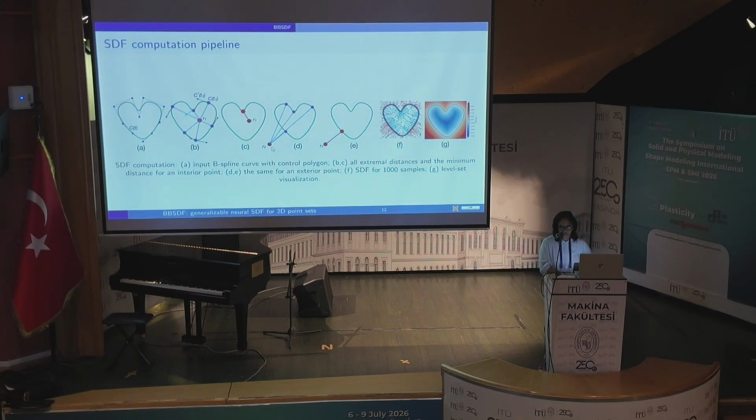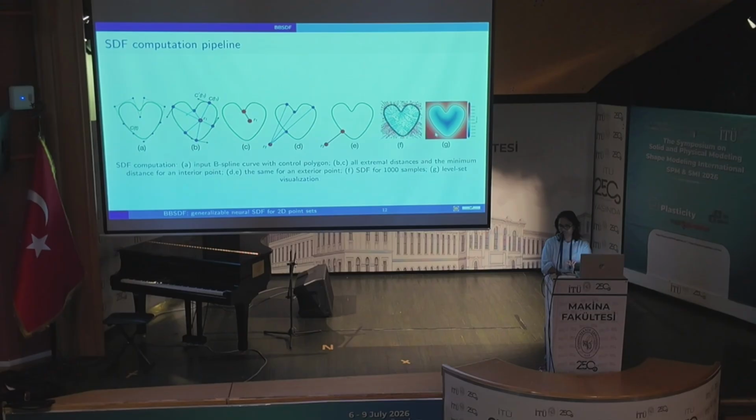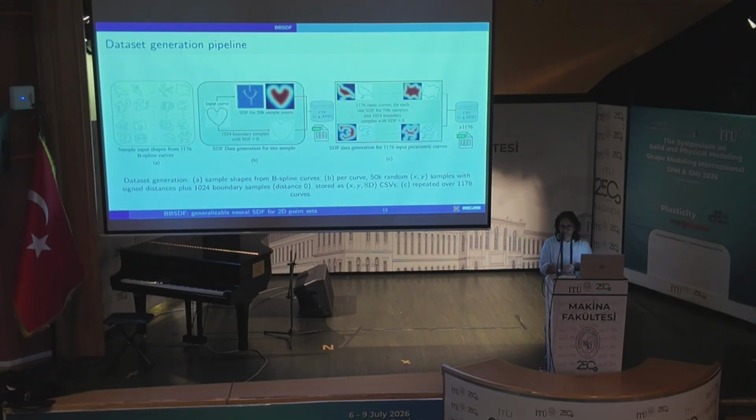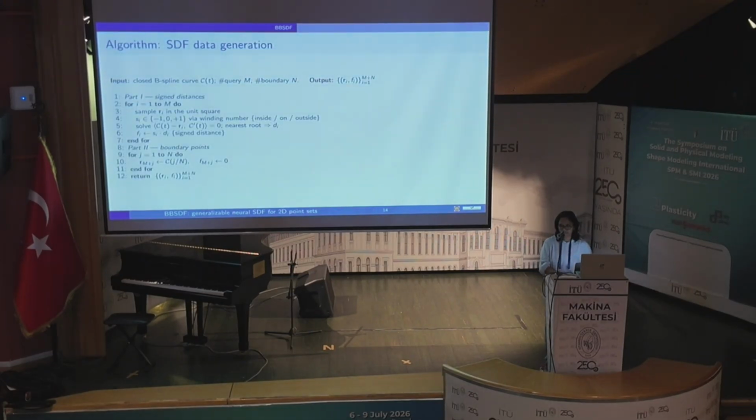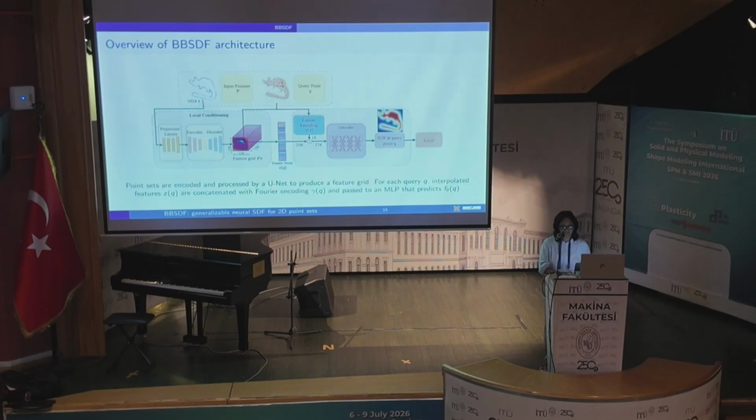So this shows for a point r outside. We have shown for 1,000 samples the sign distance value. This shows the heat map representation of our ground truth data for one sample. Following this process, we created 1,176 curves and we store them as boundary points, 1,024 boundary points and 50k random points from inside, outside and on the boundary, which serves as our ground truth data. So this is the algorithm that describes the data creation process.